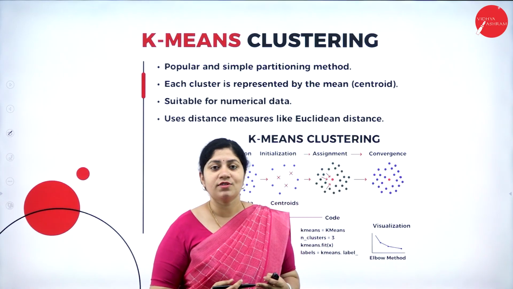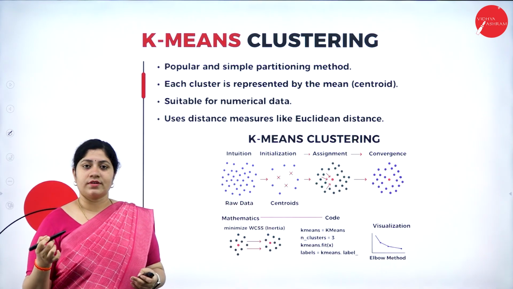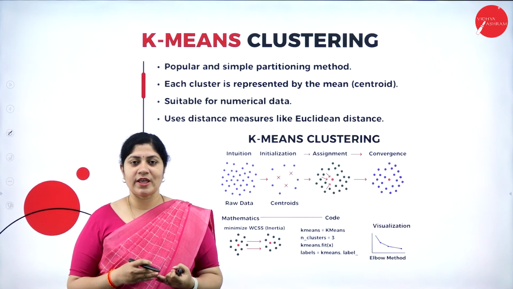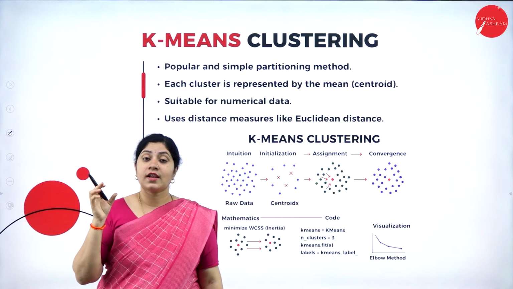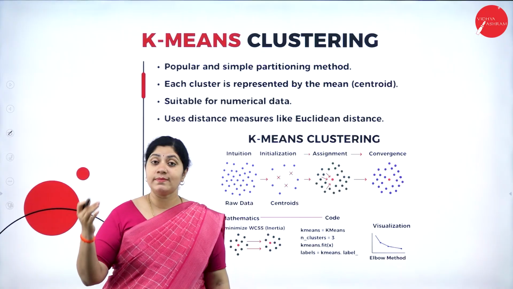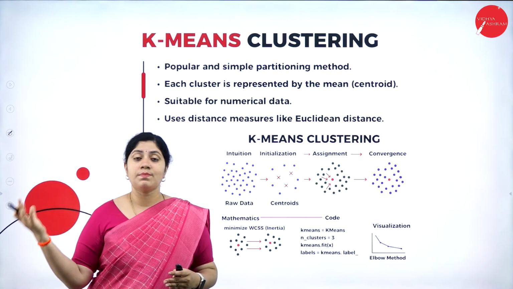Okay, then let's start with the first type of partitioning method, that is k-means clustering. This is completely a simple as well as popular partitioning method that is available, and with respect to this, each cluster is represented by the mean value. As the name itself says, k-mean. It must be represented in the form of a mean value.